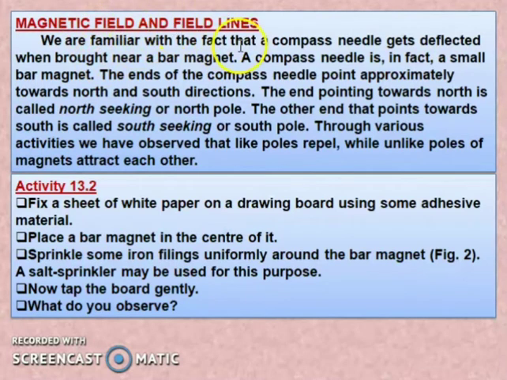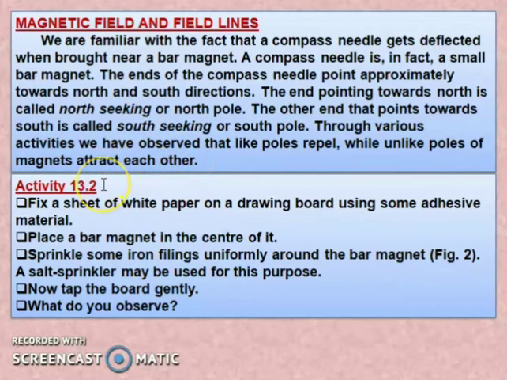We are familiar with the fact that the compass needle gets deflected when brought near a bar magnet. So, a compass needle is in fact a small bar magnet. The end of the compass needle pointed approximately toward north and south direction. The end pointing towards the north is called north seeking or north pole, and the other end that pointed towards the south is south seeking or south pole. Through various activities, we can observe that like poles repel, while unlike poles of the magnet attract each other.